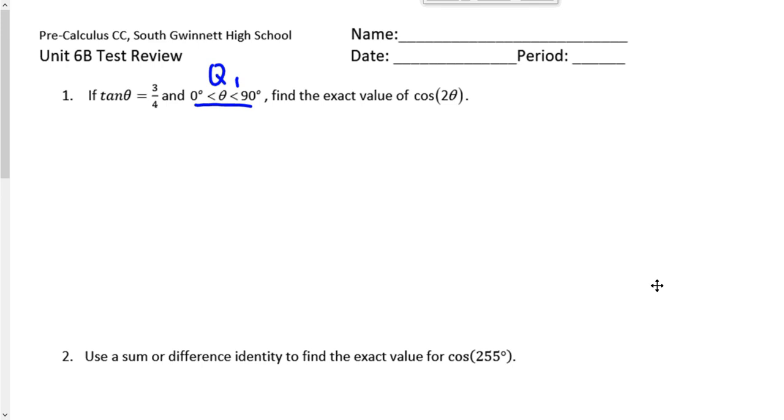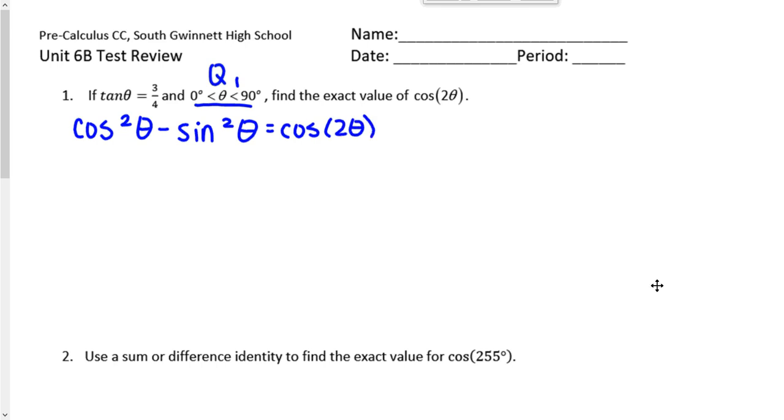Double angle. So the first thing I need to do is figure out what the formula for cosine 2 theta is. That is going to be straight off of your formula sheet, unless you remember the other two. There's technically 3. So what is on your formula sheet? Okay, and that is equal to the cosine of 2 theta.